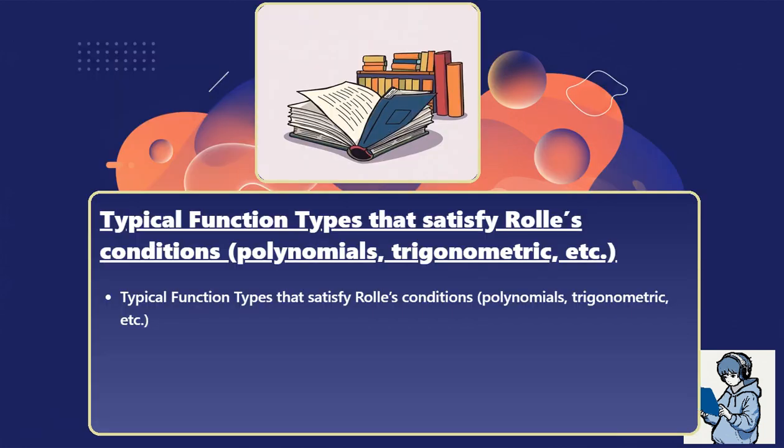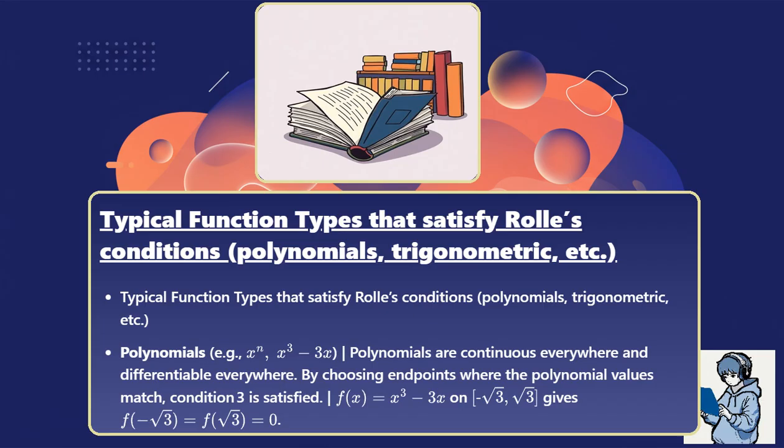Typical function types that satisfy Rolle's conditions: polynomials, trigonometric, etc. Polynomials, for example, x to the n, x cubed minus 3x. Polynomials are continuous everywhere and differentiable everywhere. By choosing endpoints where the polynomial values match, condition 3 is satisfied. f of x equals x cubed minus 3x on negative square root of 3 to positive square root of 3 gives f of negative square root of 3 equals f of positive square root of 3 equals 0.